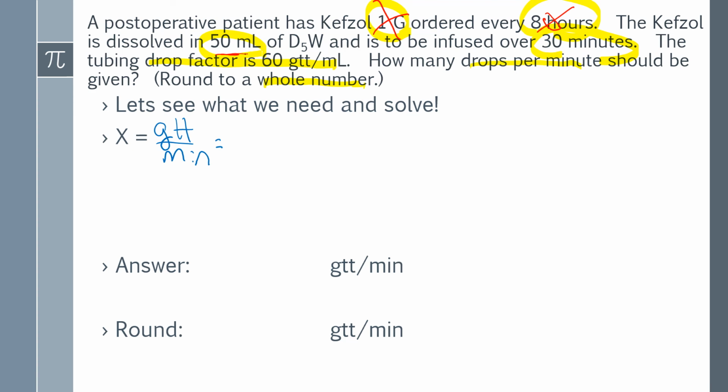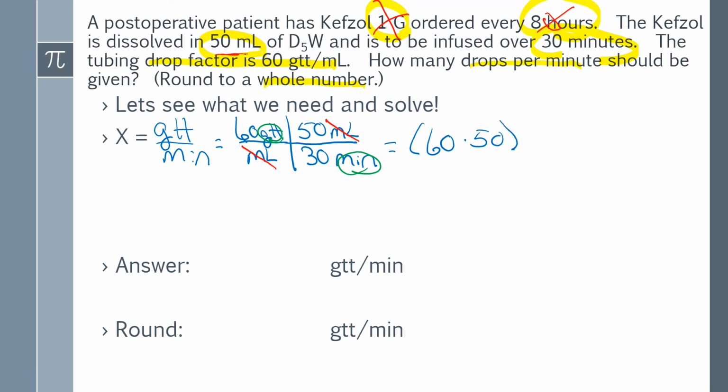All right, so drops per minute. I always start with the drop factor. I always keep my labels. We know we're not done. I know I need a milliliter to go over here, and that is 50. And we know that's going to be over 30 minutes. I'm going to cancel what I don't need, and I'm going to keep what I do need. And now all I have to do is math.